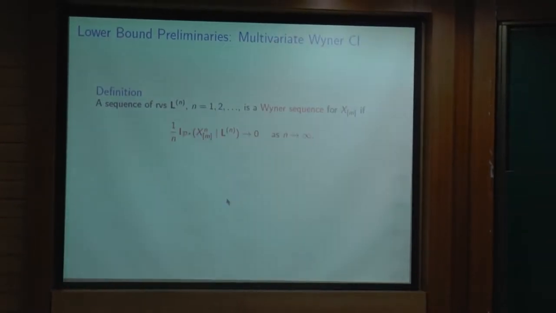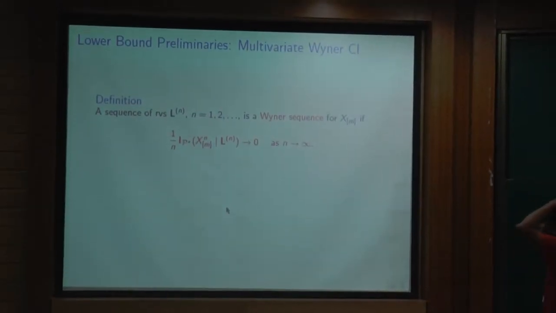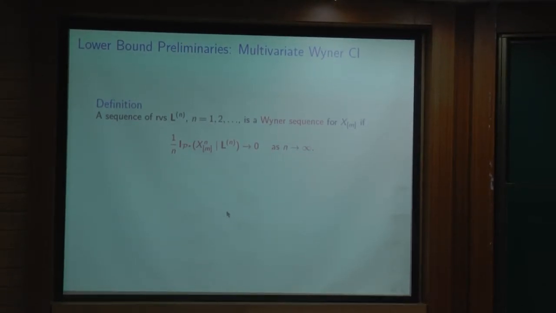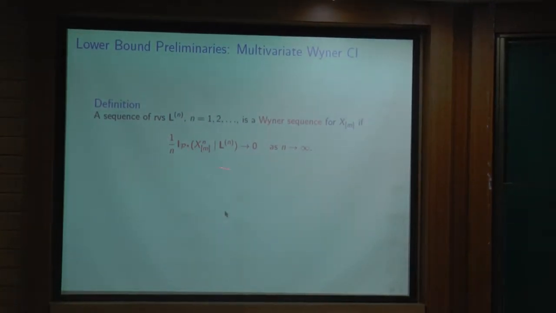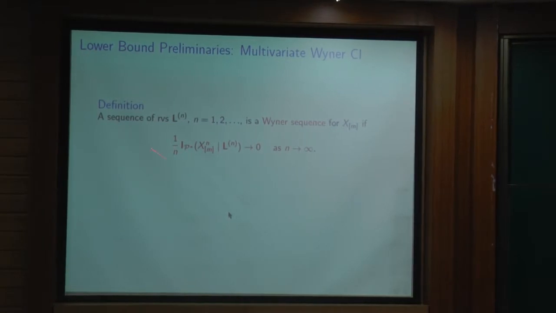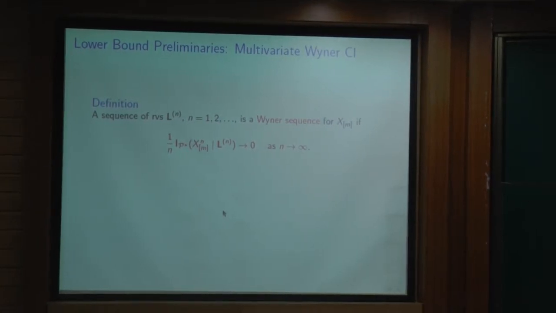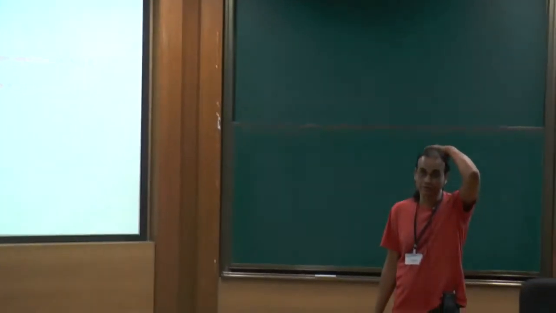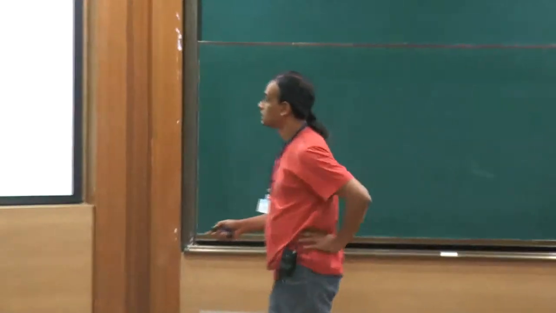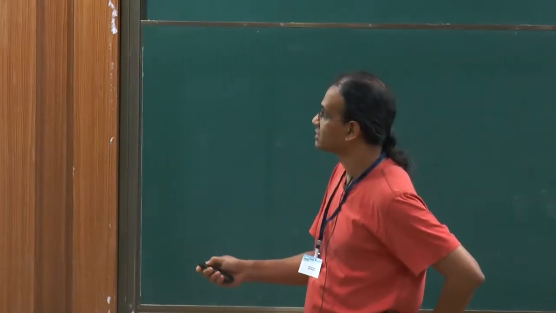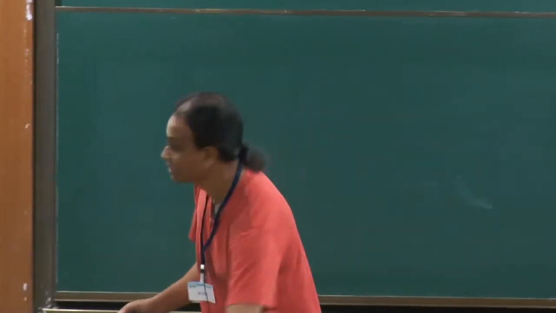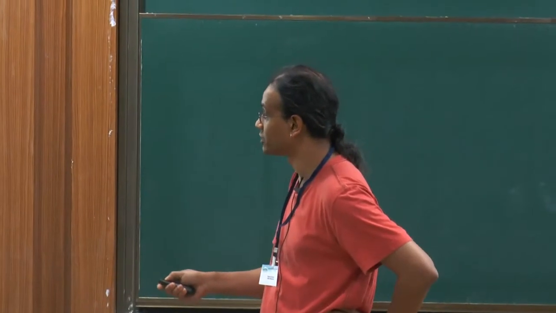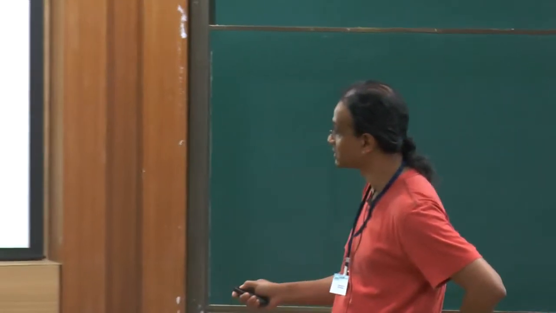Then we will define this notion of Wiener common information using this measure of multivariate mutual information. A Wiener sequence is a sequence of random variables such that the normalized conditional MMI of the sequence goes to 0 as n goes to infinity, when normalized by n. The rate of such a Wiener sequence I will define as the lim sup of 1 over n of the entropy of L_n as n goes to infinity. The minimum rate of such a Wiener sequence we will call the Wiener common information.